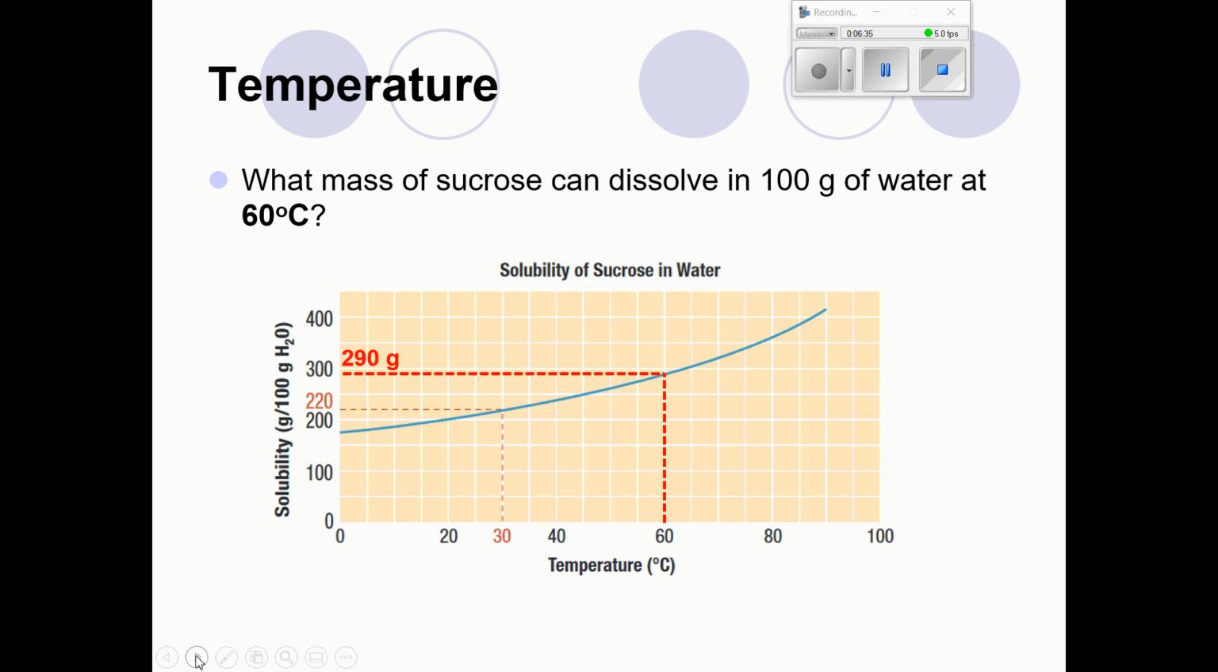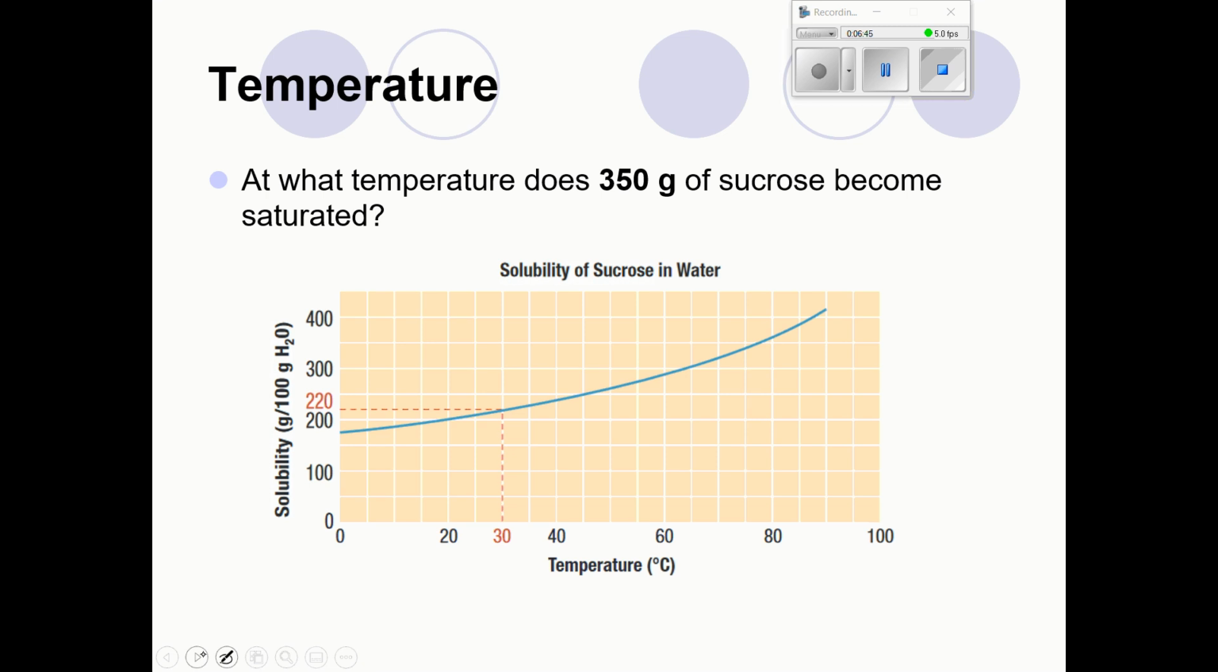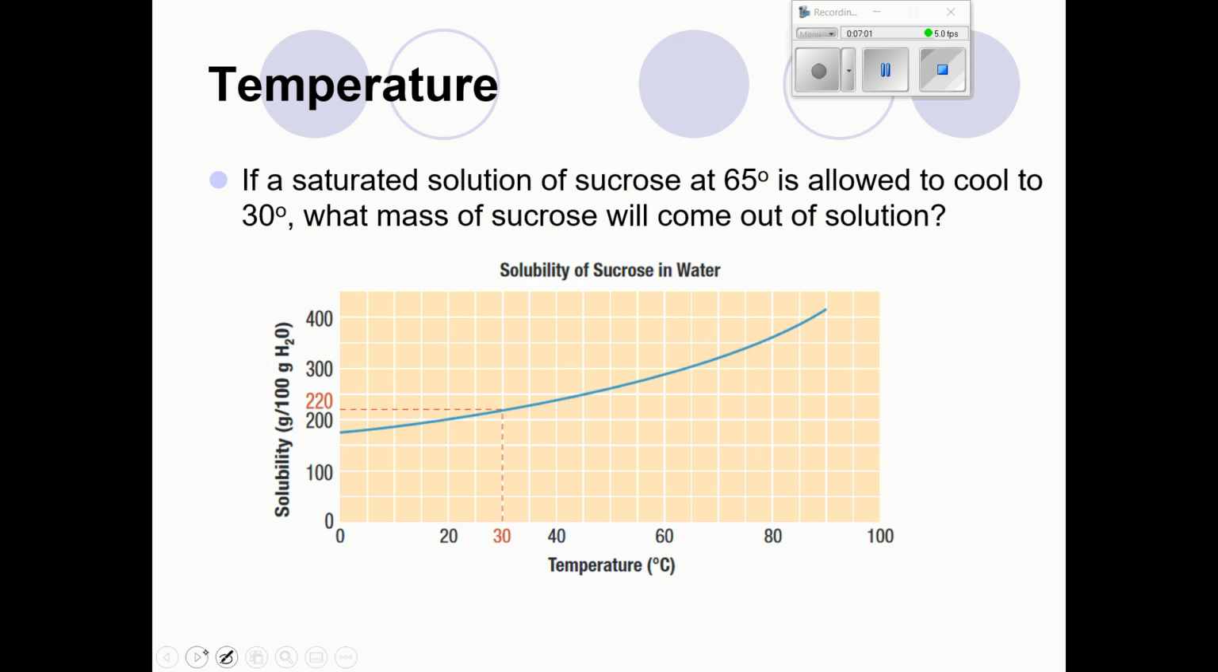So there's a couple of questions we can give you. For example, what mass of sucrose can dissolve in 100 grams of water at 60 degrees Celsius? Just go up here, and then you go across, and you just read off of the graph. It's that easy. What temperature does 350 grams of sucrose become saturated? So you go over here, and just go across. Oh, my saturation would be right there. So at this point, 350 grams solution would be saturated, 77 degrees.